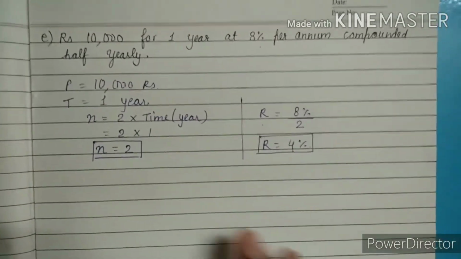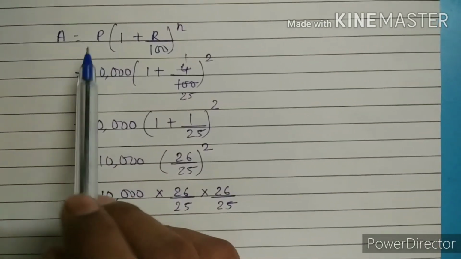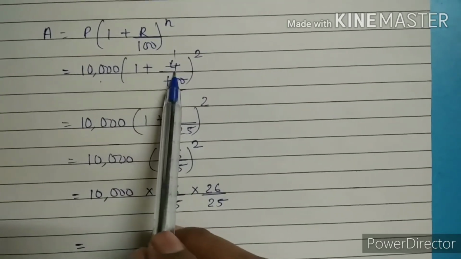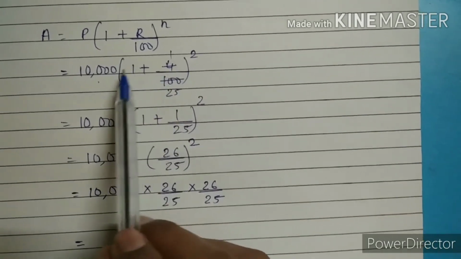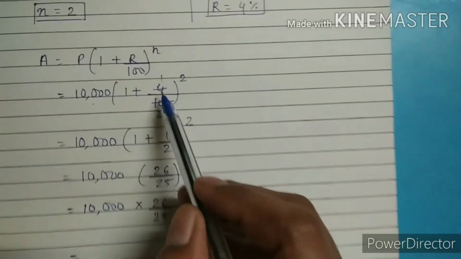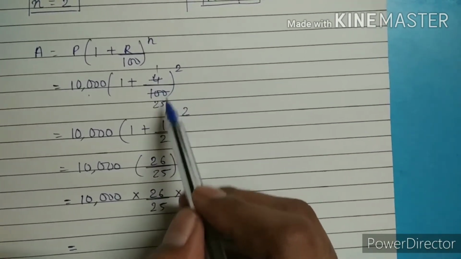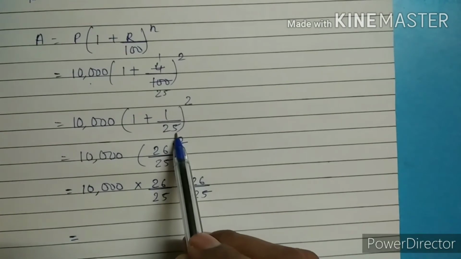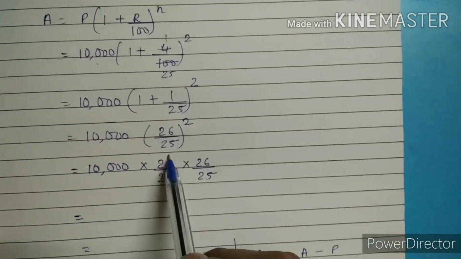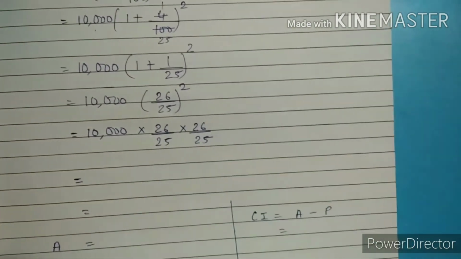Now all these things we will put in the formula of amount. So amount formula is here. In the place of principal, 10,000 is here. 1 plus R, 4 divided by 100. Whole power is n. In the place of n we have to put 2. You can see 4 and 100 will cut from the table of 4. 4 goes 1 time and 100 goes 25 times. So 1 by 25 is here. 25 1 is 25 plus 1 is 26 by 25. 26 by 25 has power 2. That's why they both are coming 2 times.